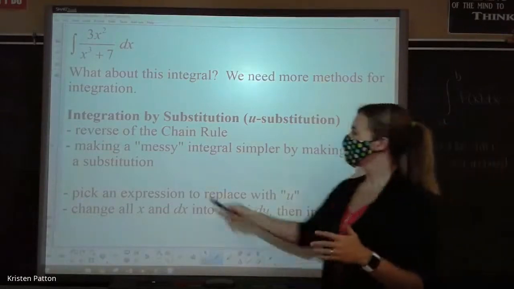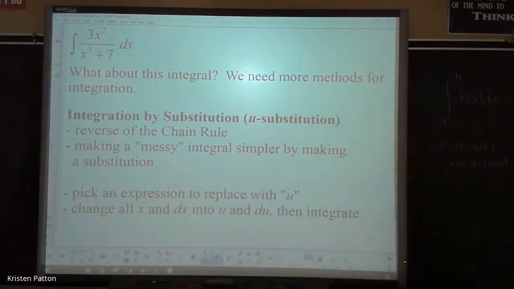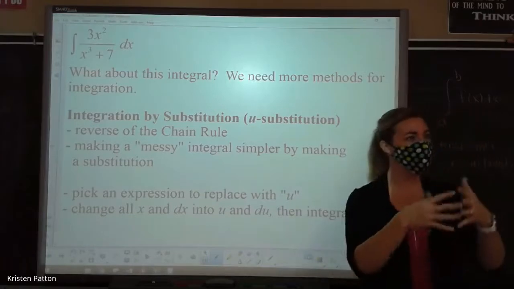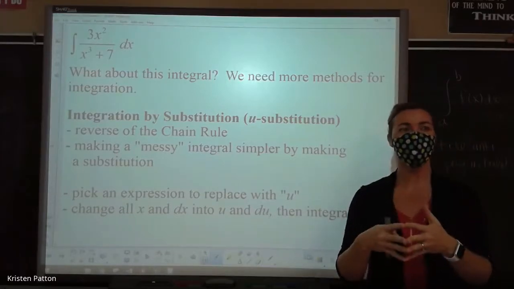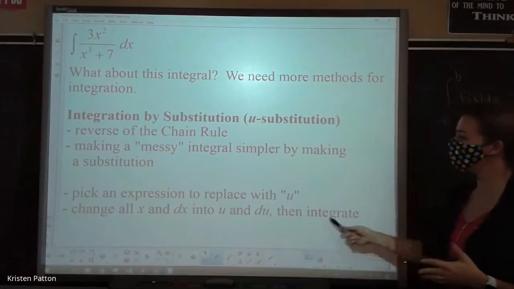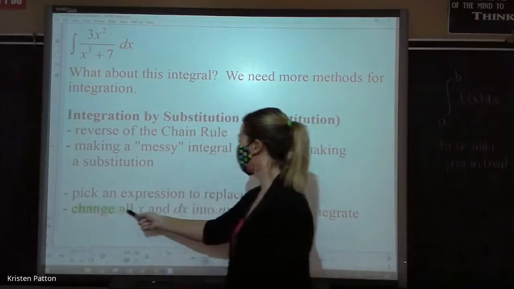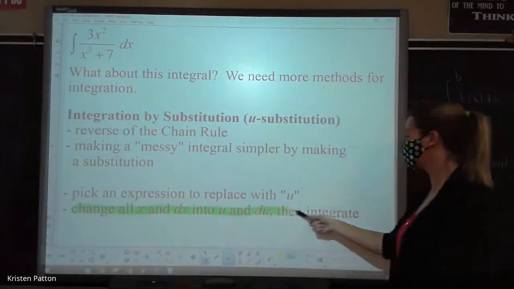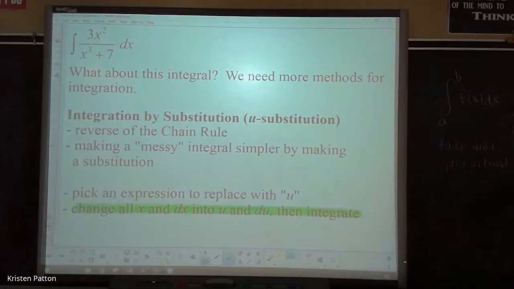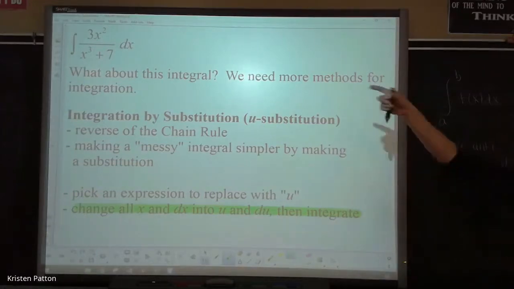But the idea is we're going to take an integral that's kind of messy, and we'll see some messier integrals, and we're going to make it look easier by taking out the messy piece and replacing it with a single letter, like a U. Now, here's the deal. If we start changing the x's to u's, we have to even change the dx into a du, and I'll explain how to do that. So here's our goal. Change all the x's and dx's into u's and du's, because our variables have to match.